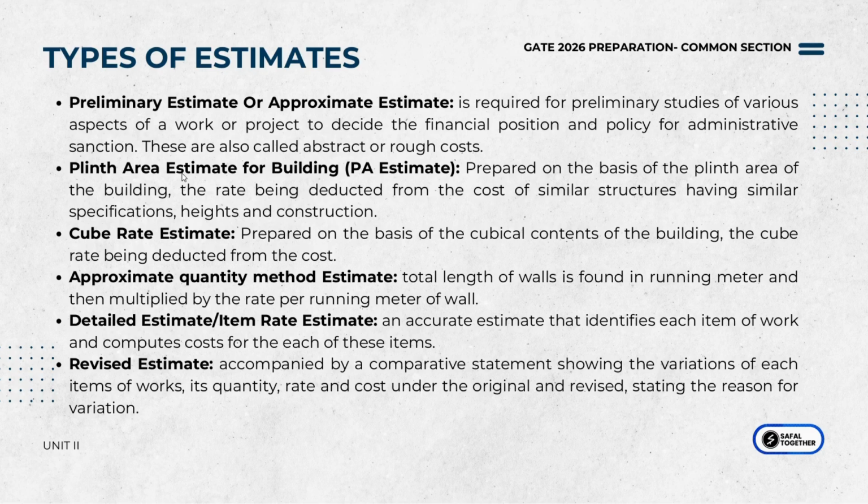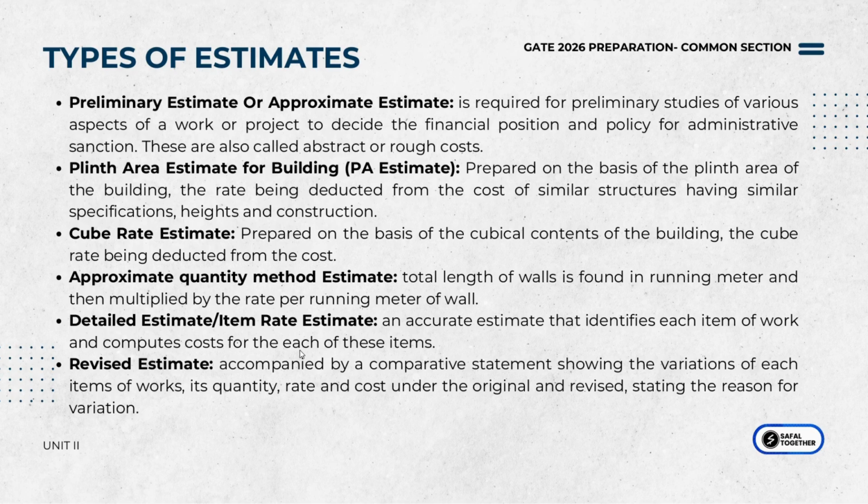Okay, so the third type is the cube rate estimate. Okay, so the advantage in this is that your six estimates actually increase in accuracy as you go down. So cube rate estimates are slightly more accurate than your preliminary and plinth area. They take into account your height. Okay, so you take the total volume of a particular building and then you multiply it with the unit rate per cubic meter or cubic foot of similar projects. So again, you're going to be looking at similar projects in this case, but your height is accounted for. That's the advantage.